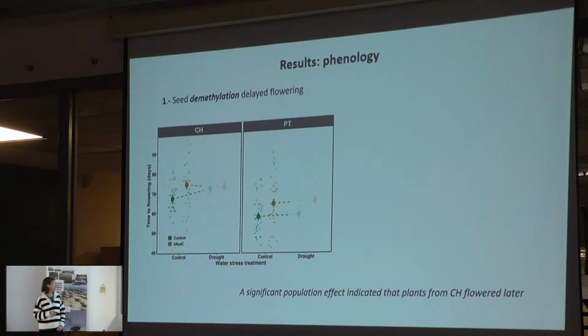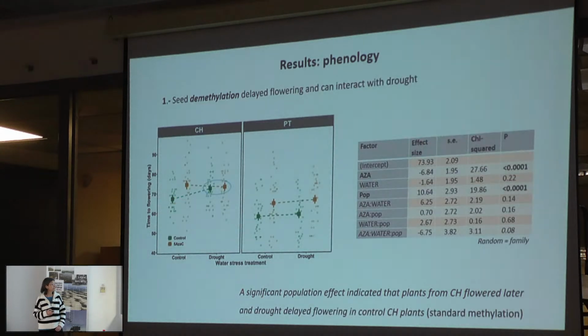So seed demethylation is indicated with different colors. Plants treated with azacitidine delay flowering in the two populations. There is also a significant population effect, meaning that this population in particular flowers later. There was also an interaction with drought that was seen: drought delays flowering only in CH plants, and only if they were not treated with azacitidine. And here is a marginal three-way interaction that is explained by this.